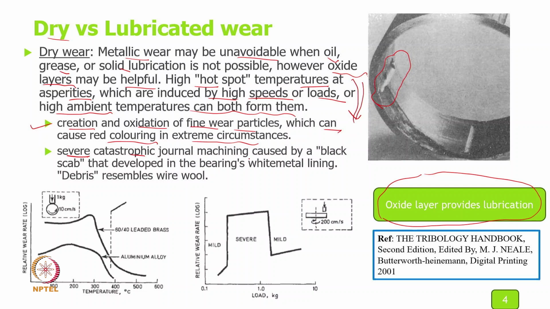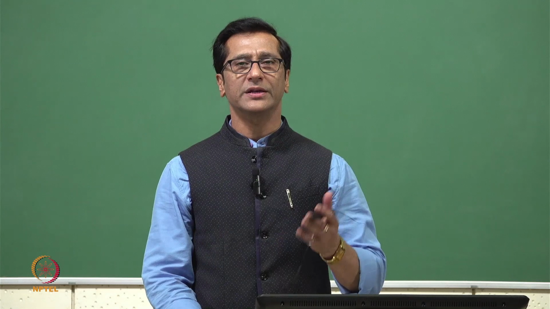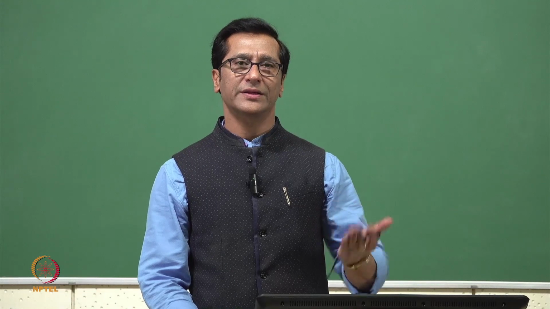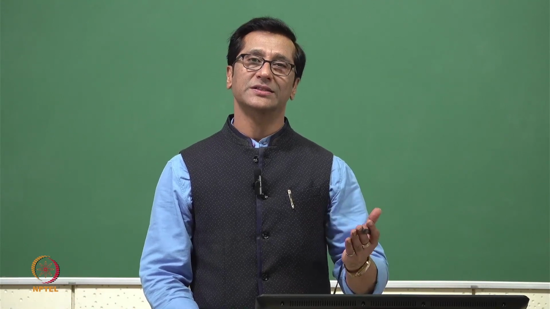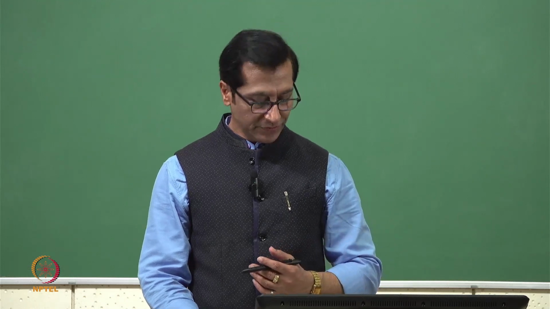Severe catastrophic general machining or general bearing failure has happened, and a black scrap developed in a bearing white metal lining, and then wear debris which resembles wire wool, right. So this is what we are saying, and it is kind of chip formation, kind of ribbon formation, kind of curl formation that happens. That's special for dry lubrication.